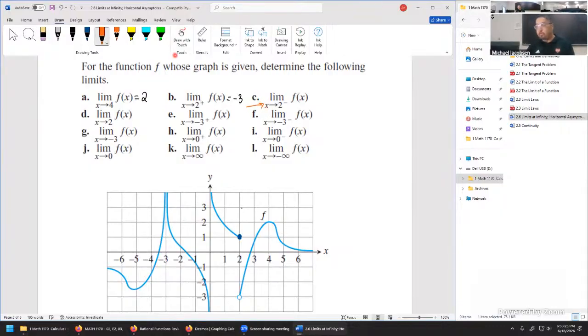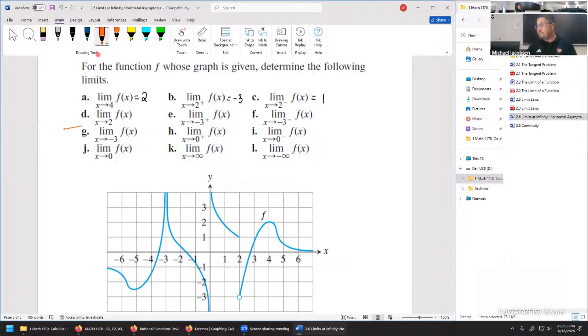X is heading towards 2 from the left, but that means x is less than 2. So we only care about this region of the graph. Here I needed to put in that solid dot after the fact to keep all of our work parallel since day 1. But as we're getting closer and closer to the input 2 on the x-axis, the output gets closer and closer to 1. So 1 is the result on that limit.